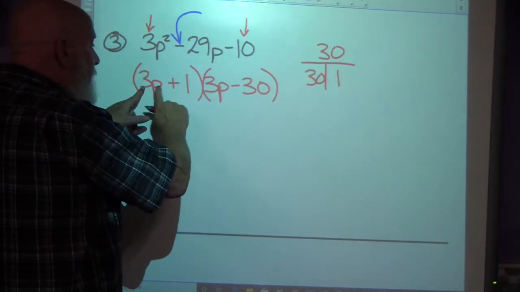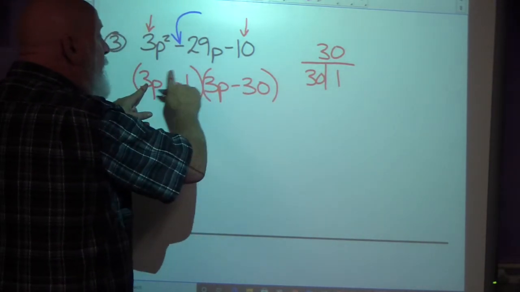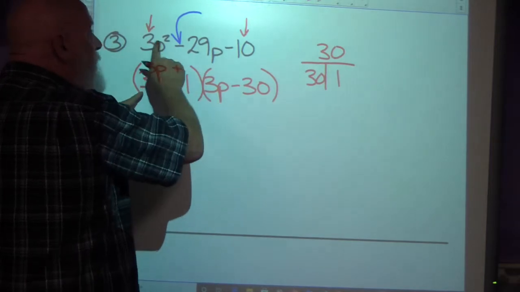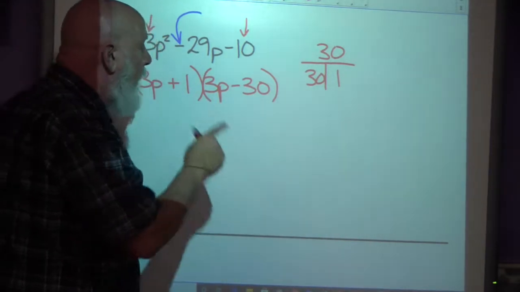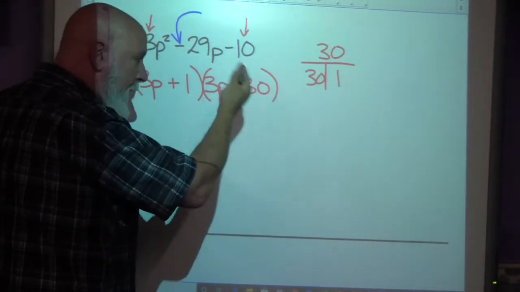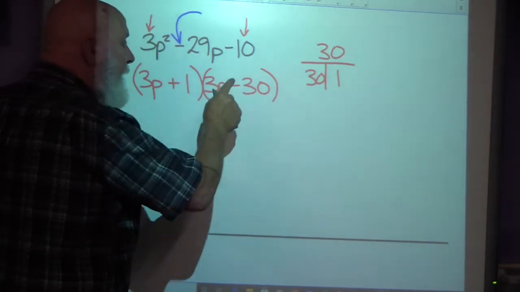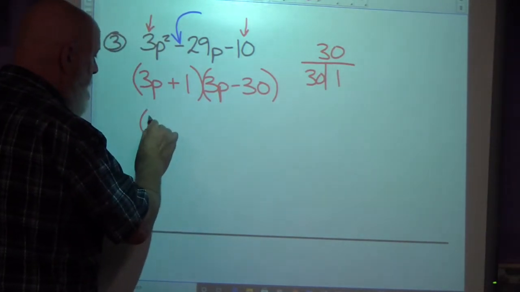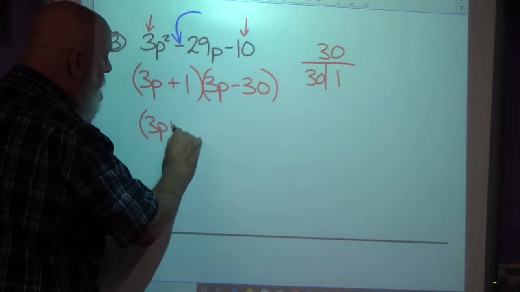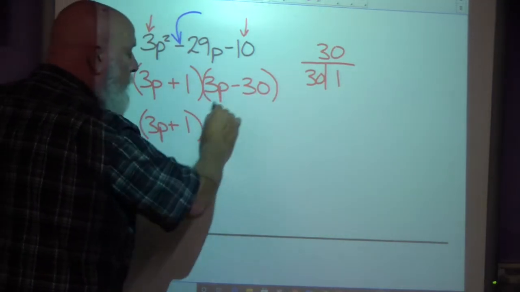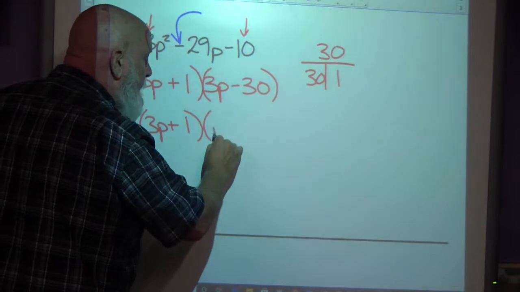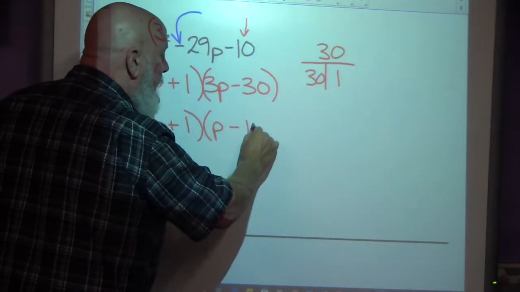Now that I have done this, I've still got an extra 3. 3p times 3p is 9p squared. I don't want that. So one of these has got to be divided by that 3 I introduced. And it's that one. 3p plus 1 won't divide by 3 evenly, but this will. I can divide this by 3 and get p, divide this by 3 and get 10.